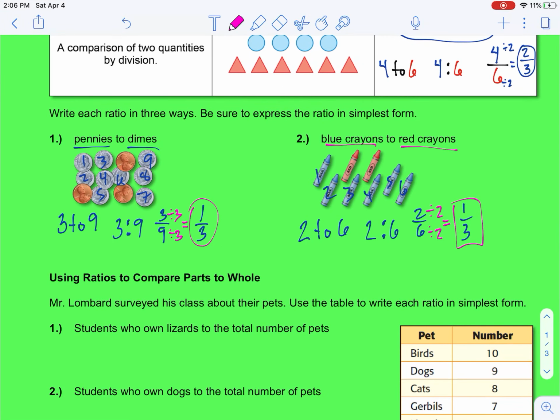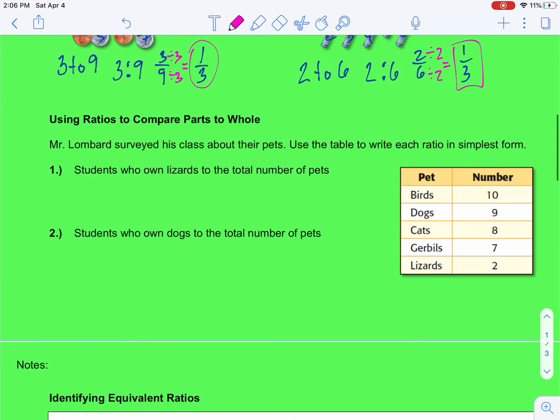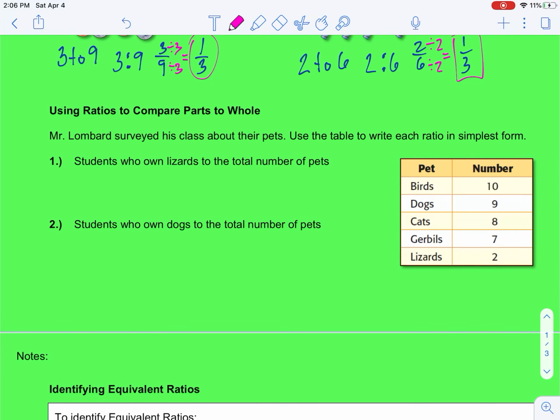All right, now let's take a look at a little more complex ratio problem, even though they're still both pretty easy. Mr. Lombard surveyed his class about their pets. Use the table to write each ratio in simplest form. We have birds, 10; dogs, 9; cats, 8; gerbils, 7; and lizards, 2. Number 1: students who own lizards to the total number of pets. So I want lizards to total.